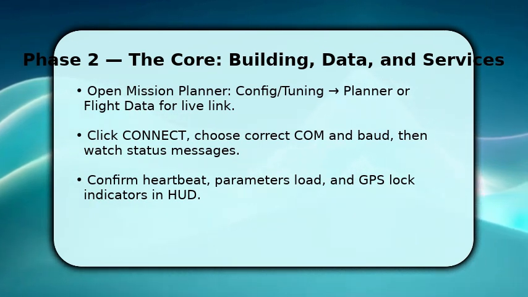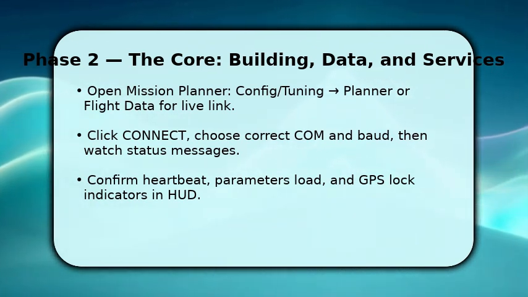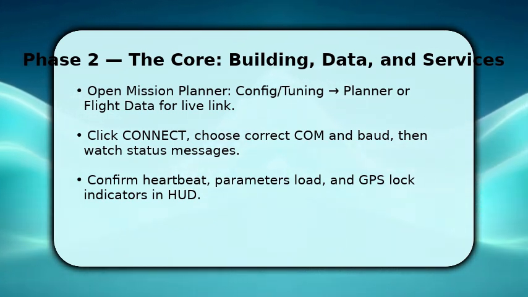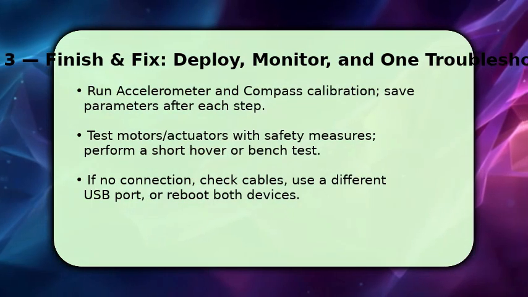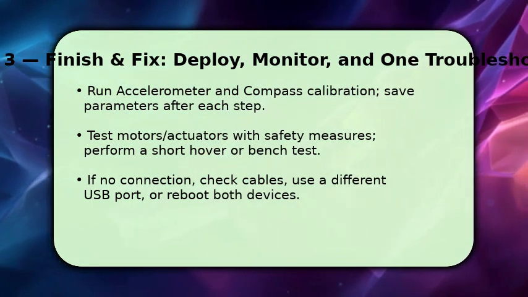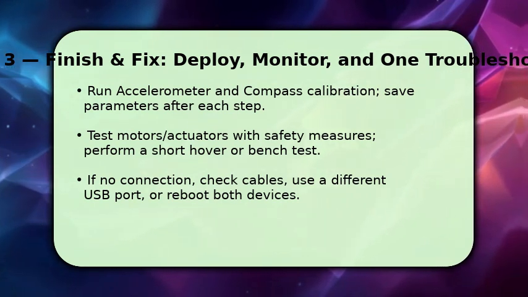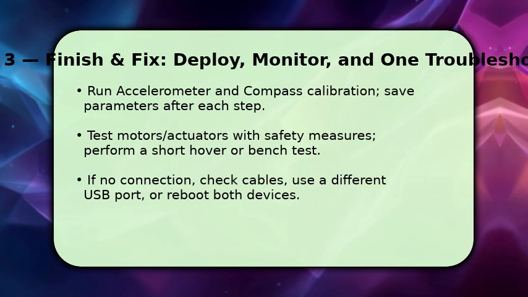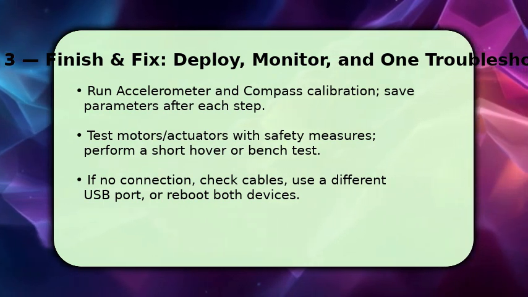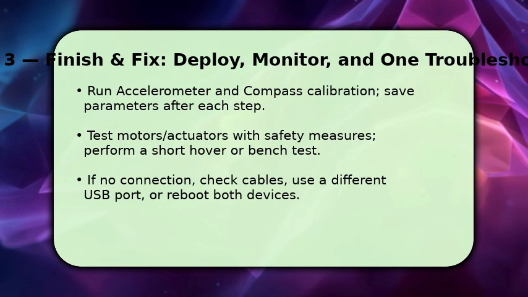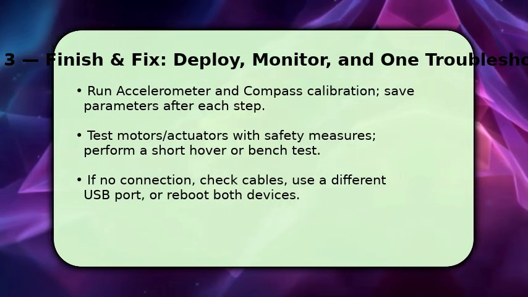If parameters load, keep an eye on sensor calibration prompts, because Mission Planner often requires confirming or rerunning them before proceeding. Finish by completing calibrations and validating control paths so you can fly safely. Run accelerometer and compass calibrations, save parameters, then test outputs, use prop guards or do bench tests before any flight. Once done, perform a controlled hover or commanded servo move to confirm responsiveness.